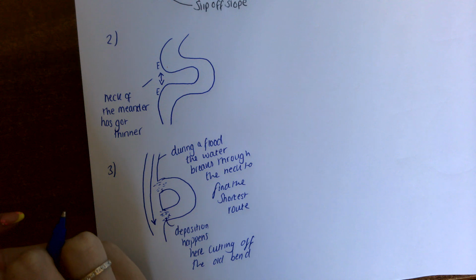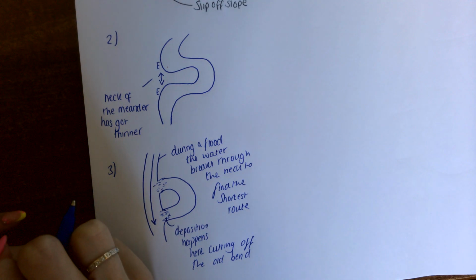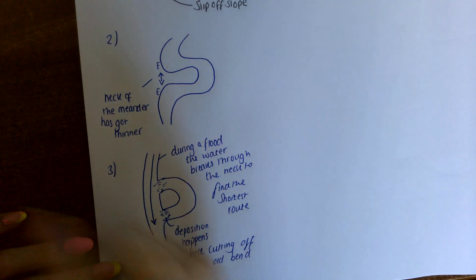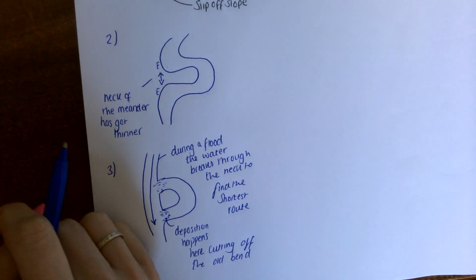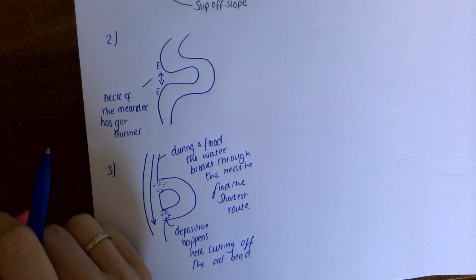What will eventually happen is it will dry up, and often during a flood we might be able to see that bend again look like this, but you'll sort of see a scar in the landscape. It will start to grow different types of vegetation.